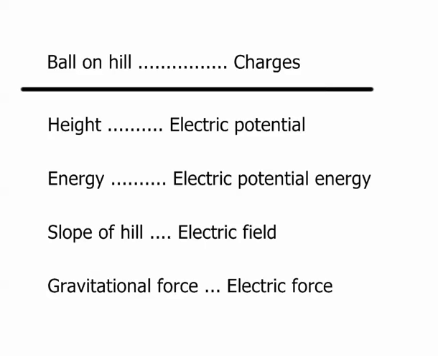So here's the complete analogy for the ball on the hill. The ball on the hill has a height, and that height is like the electric potential for the charges. The ball on the hill has a gravitational potential energy, and that's analogous to the electric potential energy for the charges. The hill has a slope, and that is analogous to the electric field. And the gravity exerts a force on a ball that makes it roll down the hill, and that is analogous to the electric force that makes the plus charge run away from the other plus charge.